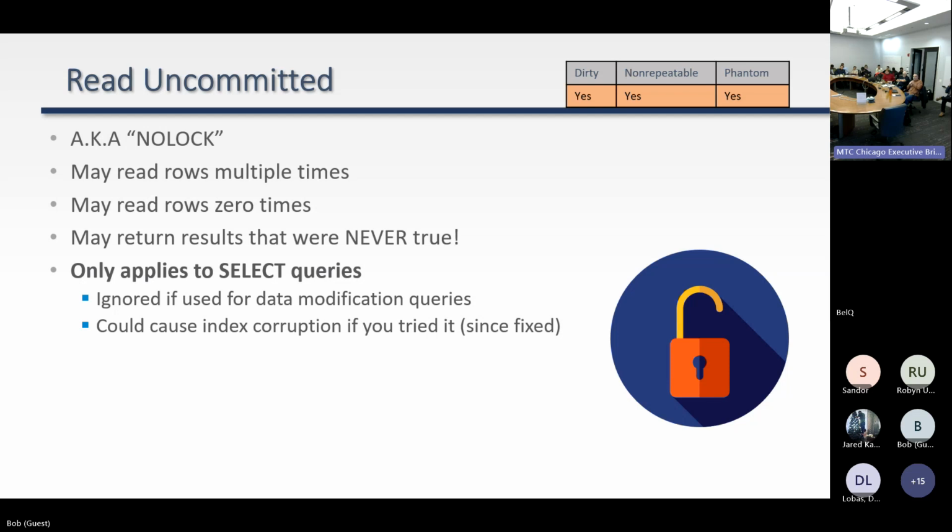So because we're not taking any locks, or we're taking very few locks, and we're not taking any locks on the rows, things can happen. Like you can read rows multiple times. You could read rows 0 times. And because of this, you can actually return data that was never, ever true. So if you've ever worked somewhere or used anything where they told you to use no lock in your query because it's faster, you can reply and let them know that it's faster and it's also not necessarily accurate. So do they care about the right results or not?